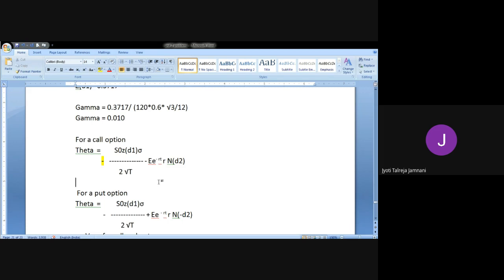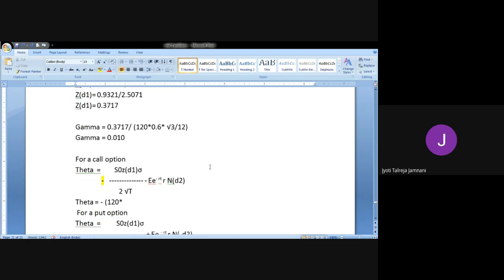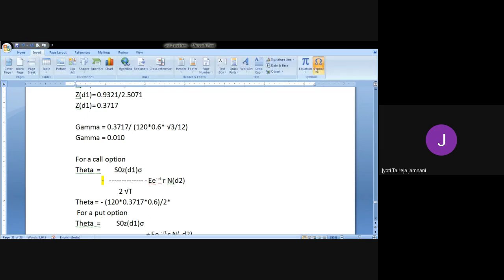So we find theta for a call option first, which always starts with a minus sign. So minus S naught N(d1). S naught is 120, into N(d1) we found out in the above case, 0.3717, into standard deviation which is 0.6. This is the numerator, divided by 2 into root t, so 2 into square root of t, that is 3 divided by 12, the value of t.